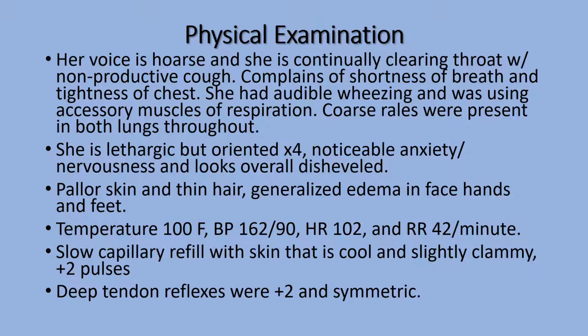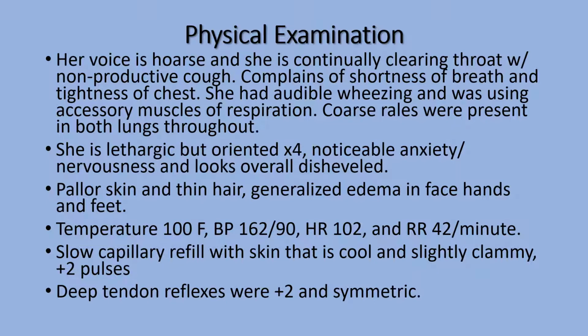So Karen's voice is hoarse. She's continually clearing her throat with a non-productive cough. She complains of shortness of breath and tightness of her chest. She had audible wheezing and was using accessory muscles for respiration. Coarse rales were present in both lungs. She's lethargic, oriented times 4, with a little bit of anxiety and nervousness, and looks overall disheveled.